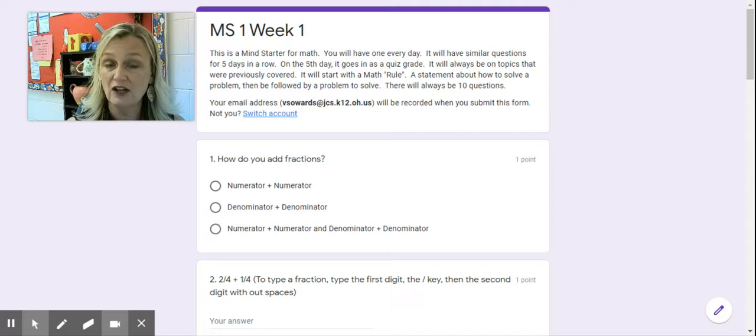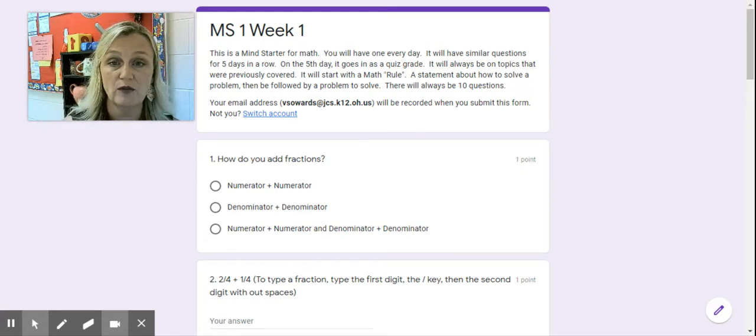Again, there's 10 questions. The way the mind starter is set up, the odd questions are what I call math rules. It is not a steadfast rule, but it is just a sentence that helps you remember how to do a specific math procedure. This week, we're going over adding and subtracting fractions. We're going over 2-digit multiplication, 2-digit division, 2 or 3-digit division. We're going over angles. So these are all topics that you went over last year.